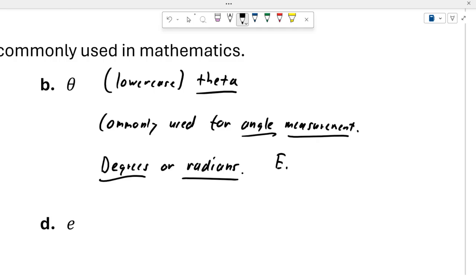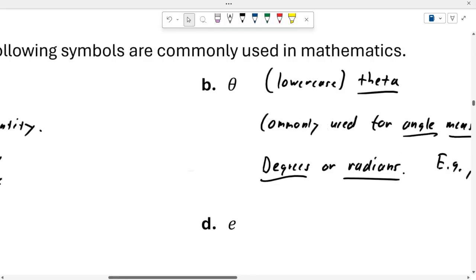An example of where you might see this would come up in trigonometry, where you would see something like the cosine of theta. The trig functions are functions of an angle: sine, cosine, tangent, cotangent, secant, cosecant, they're all of some angle. So this would be the cosine of, say, 30 degrees, or the cosine of a radian measurement. We're going to see something about that in just a second. Again, this is a Greek letter, theta, commonly used for angle measurement, and that measurement could be in degrees or radians.